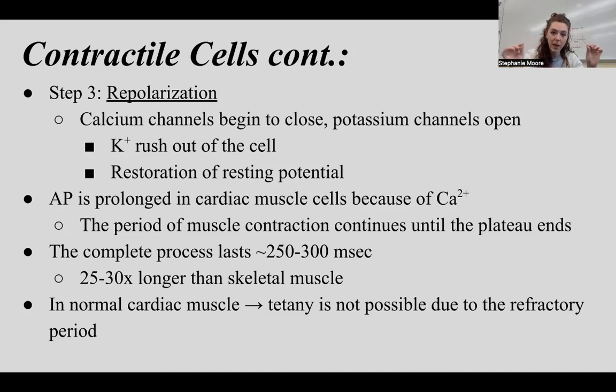But because we have that plateau in cardiac muscle, there's no overstimulation. That calcium influx allows it to last longer, so a contraction fully ends before repolarization happens, eliminating the potential for tetany. So cardiac muscle tissue cannot tetany. That refractory period, that plateau, is the reason why. It's very essential. It's very important. Calcium is going to be super essential.